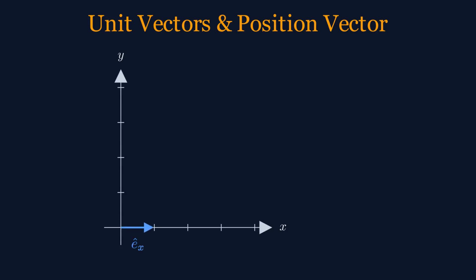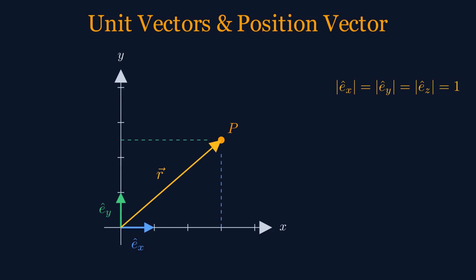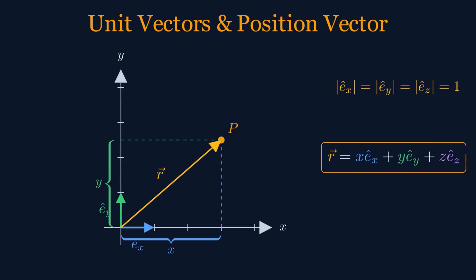In Cartesian coordinates, we define three unit vectors, Ex, Ey, and Ez. Each has a magnitude of exactly 1 and points along its respective axis. Any point P in space can be described by the position vector r, which is the sum of its components, x times Ex plus y times Ey plus z times Ez. This position vector r points from the origin to the point P, and its magnitude gives us the distance from the origin.